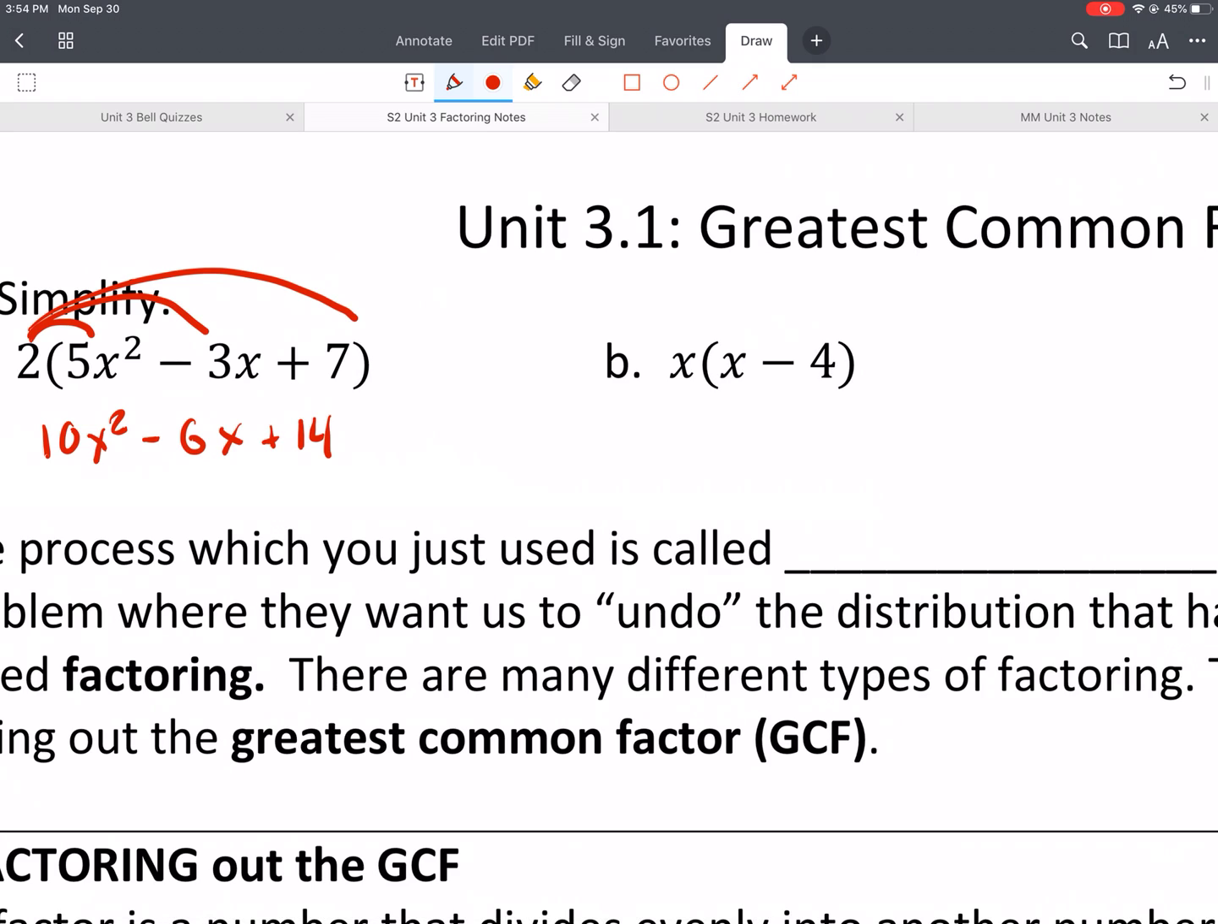All right, we can do the same for B. Distribute, we get x squared. Distribute, that would give us negative 4x.